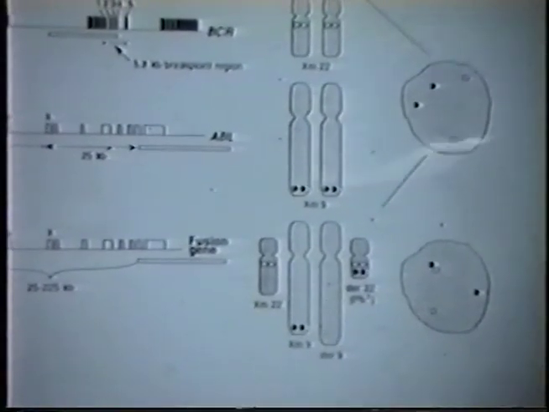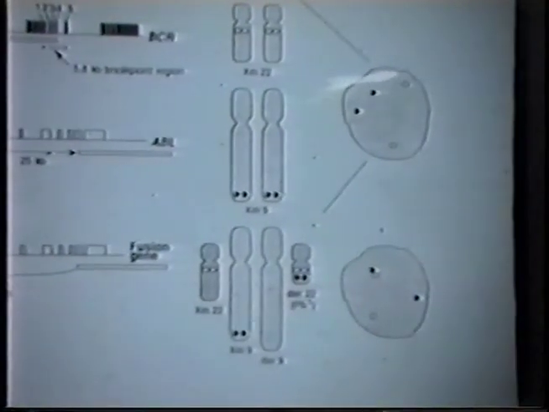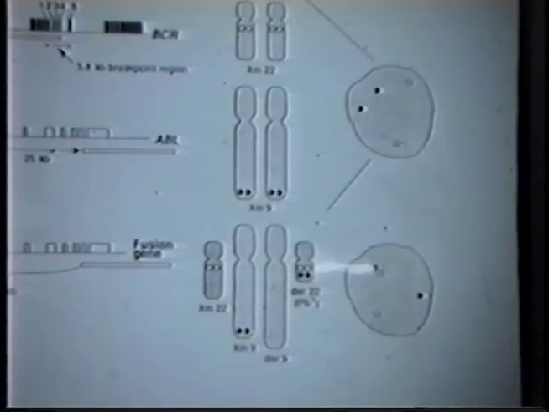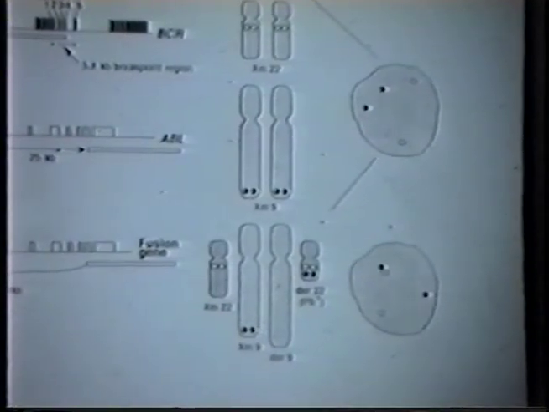If you were to look in an interphase nucleus, what you would typically see for a normal cell are 2 red and 2 green spots that are more or less randomly distributed around. If you were to look in one of these leukemic cells, what you see very frequently is the fusion of one red domain and one green domain.